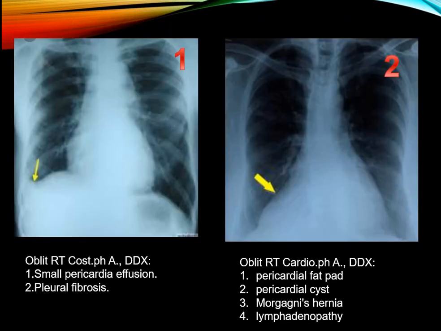In chest X-ray number 1, we have the right costophrenic angle, which should be acute and translucent. Here it's completely obliterated. Obliteration of the costophrenic angles is usually caused by small pleural effusions or pleural fibrosis. In chest X-ray number 2, the cardiophrenic angle is obliterated, and we have several differential diagnoses for the obliteration, including the pericardial fat pad, pericardial cyst, Morgagni's hernia, and lymphadenopathy.